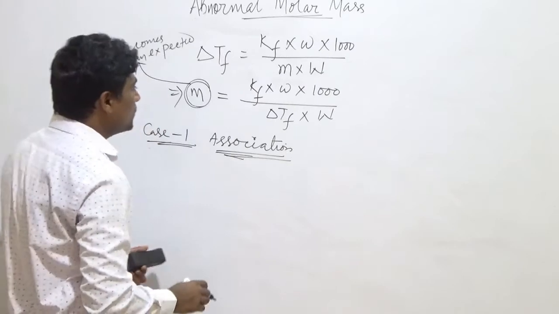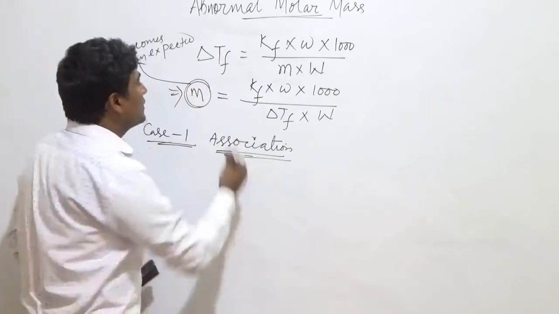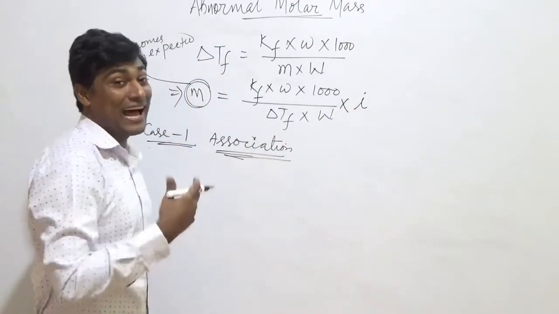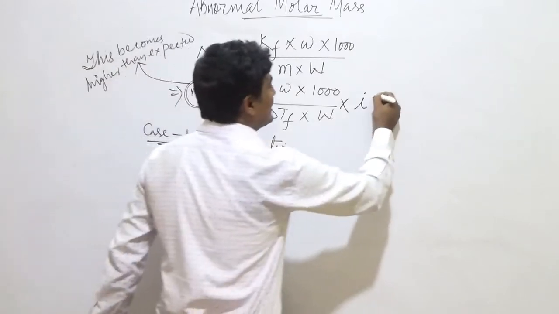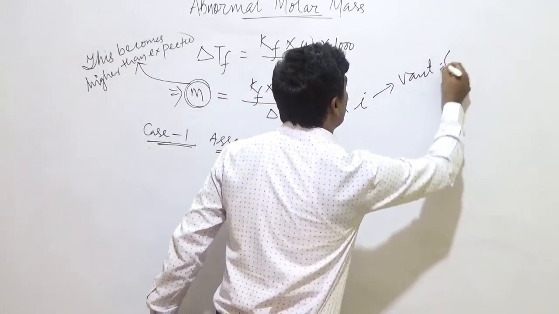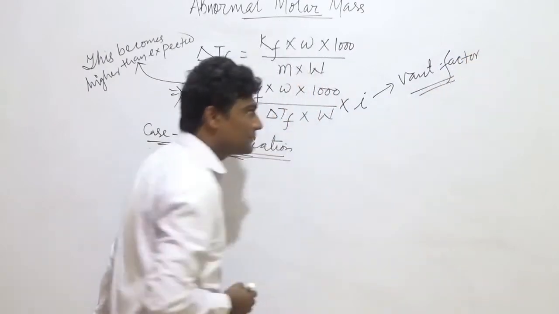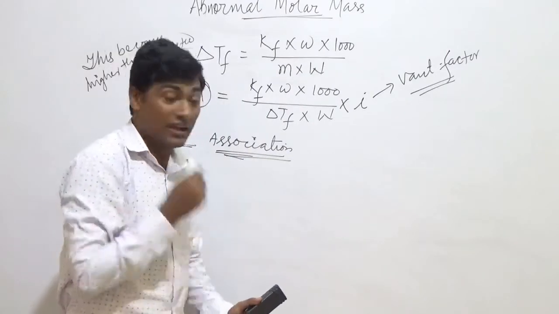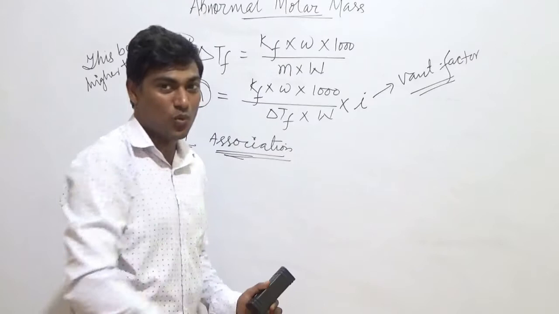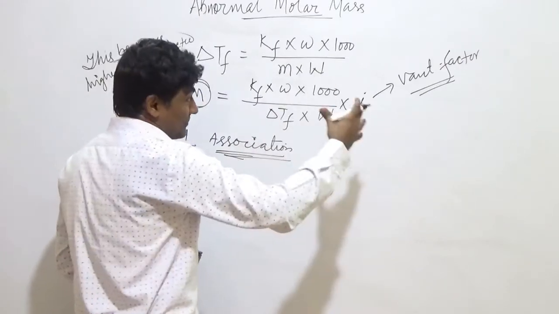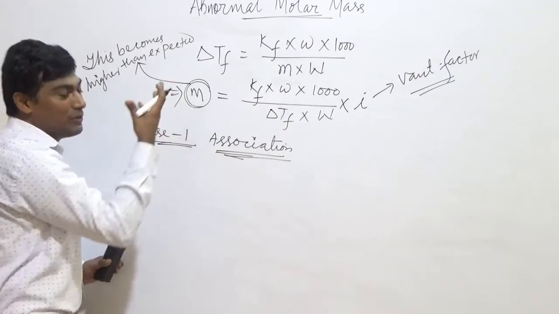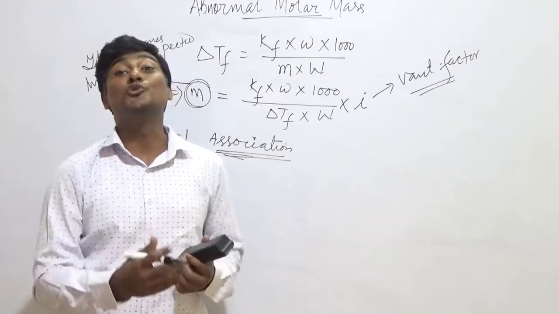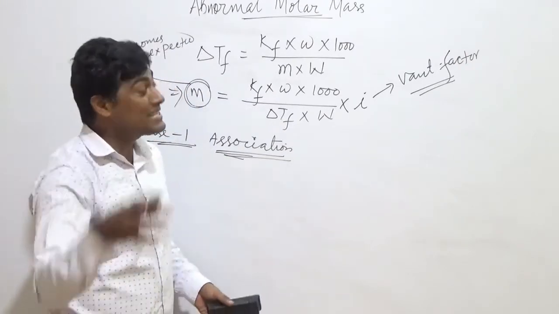Are you getting it? So Van 't Hoff suggested a factor known as i. This is the Van 't Hoff factor. This Van 't Hoff factor is called i. In this case of association, it should give a value that is less than 1, so that the molecular mass will be smaller and will be equal to the true value.